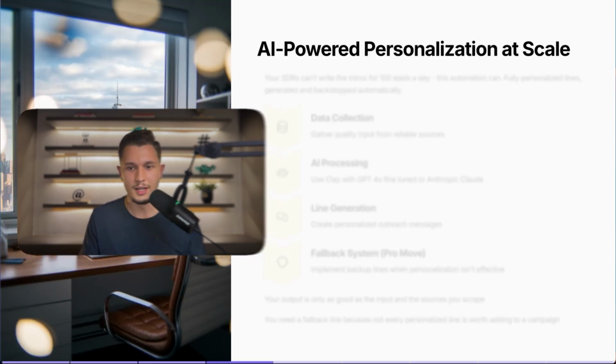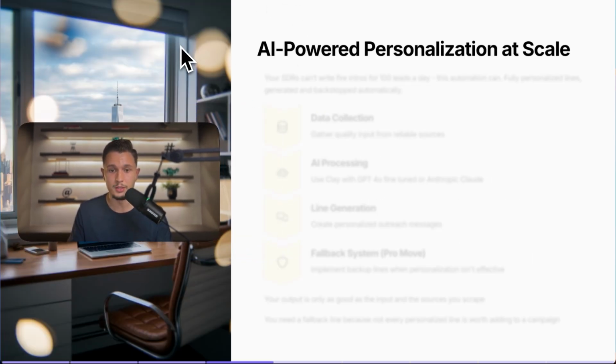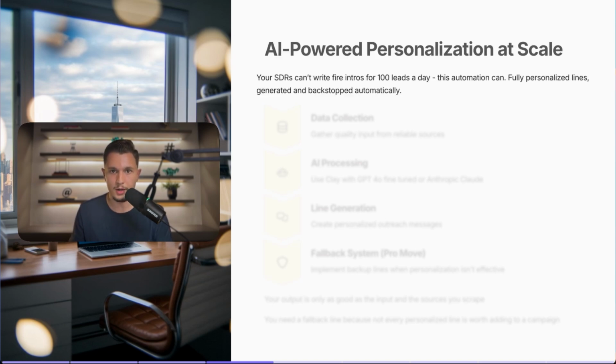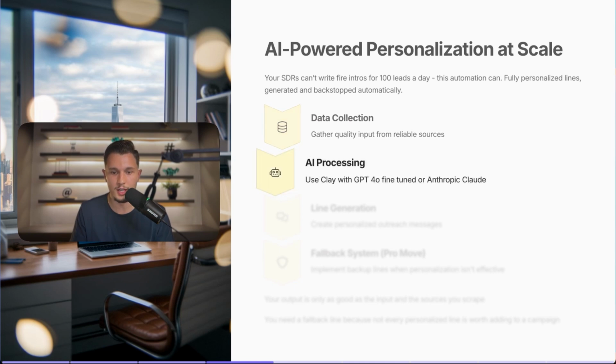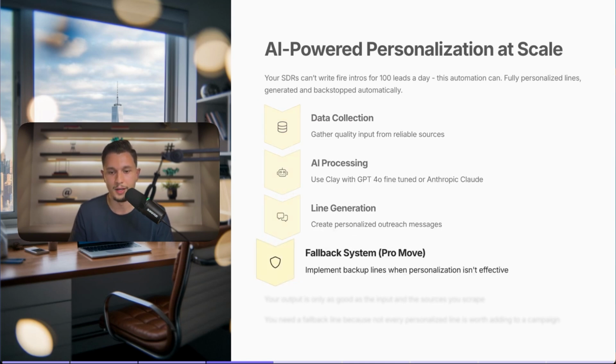Let's continue. The next automation I would recommend you building is an AI-powered personalization machine at scale. So if you think about it, your SDRs, I bet, can't write 100 good personalized lines a day for 100 leads. They just can't. It takes too much time, too much research. Doesn't make sense, right? But this automation here can, and I'll show you how it works. It can write fully personalized lines, generated and backstopped automatically. So the process for this is very simple. Again, data collection, AI processing, line generation, and a fallback system, which is the pro move, right? We talked about fallback systems already.